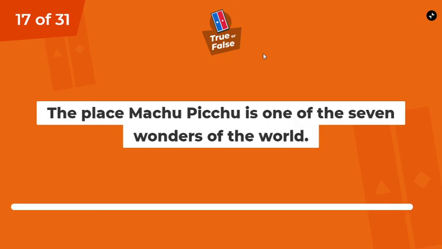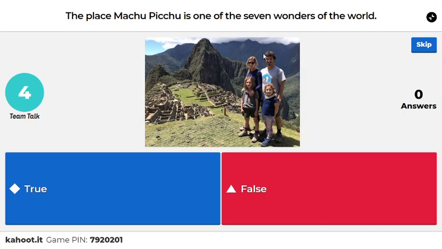Question number 17, true or false? The place Machu Picchu is one of the seven wonders of the world. Is it true or false? Hit the correct button in a heartbeat to get the highest point. Doğru cevabı tıklayın en hızlı şekilde ki en yüksek puanı alabilirsiniz.